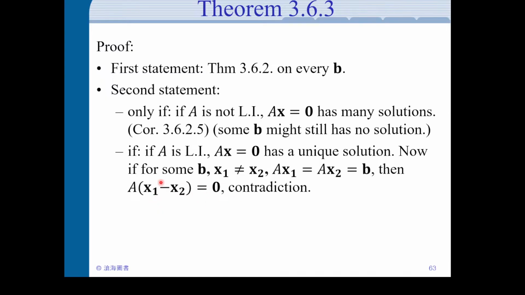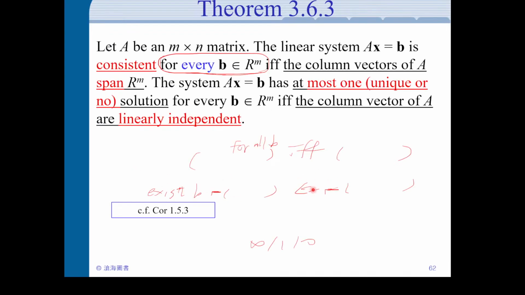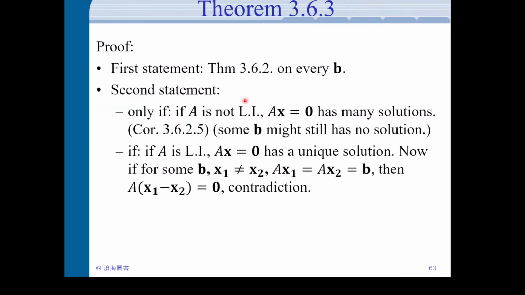So suppose there is some b for which this is not true, some b that has two different solutions, x1 and x2. They can be trivial or not, we don't care. So Ax1 equal to b and also Ax2 equal to b. Then we can subtract Ax1 equal to b from Ax2 equal to b. Then we have A(x1 minus x2) equal to 0. But we know x1 does not equal x2.